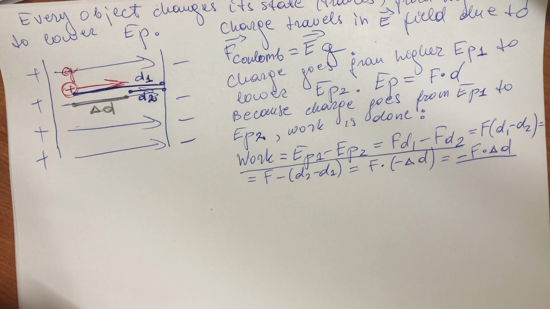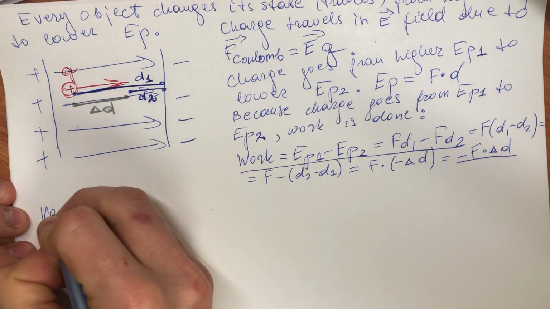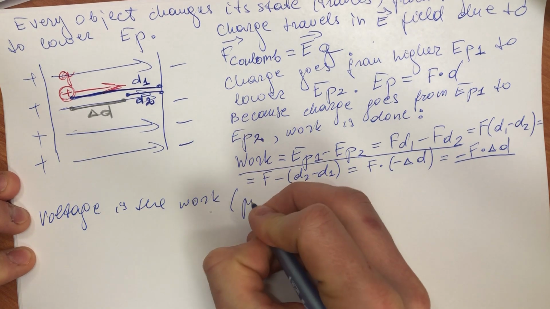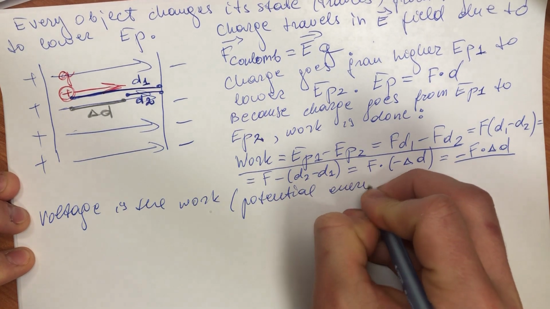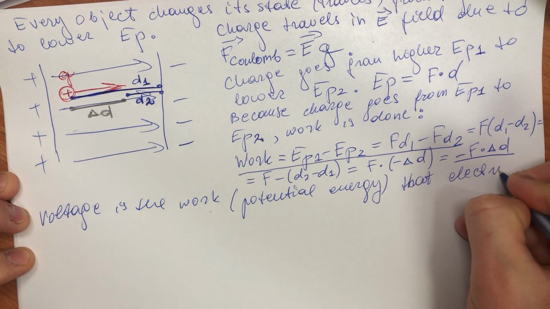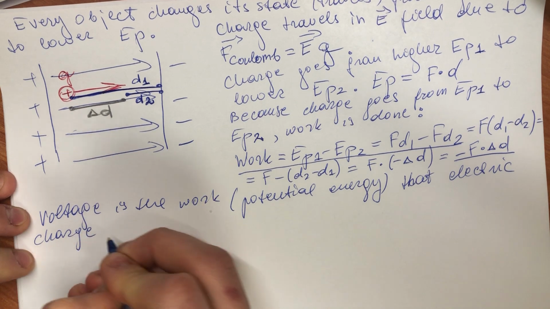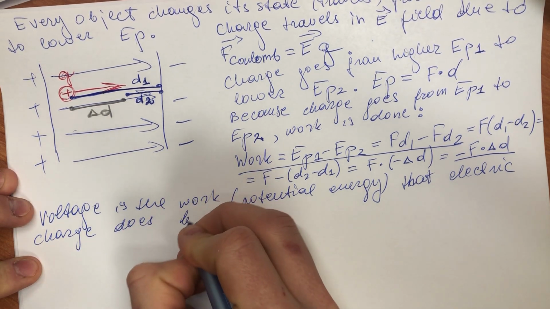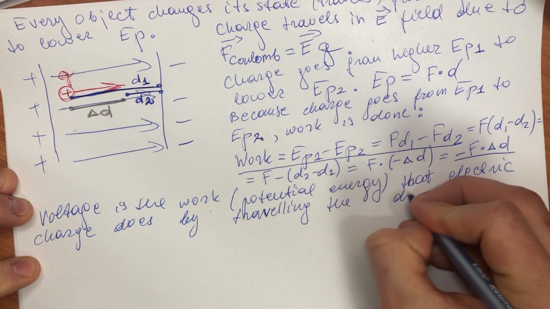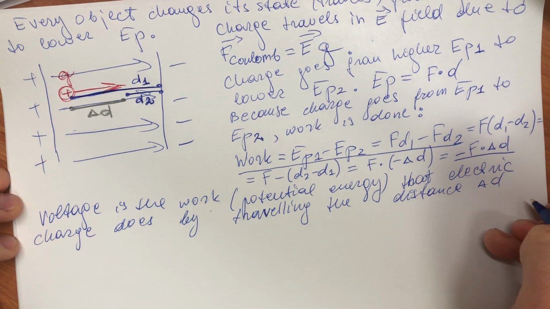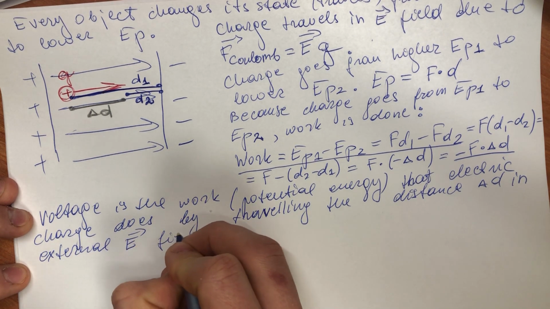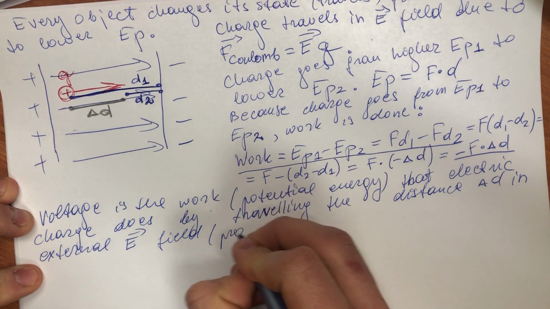Okay, so work was done. So voltage is the work, or we say potential energy, that electric charge does by traveling the distance delta D in this external electric field that is produced by the battery.